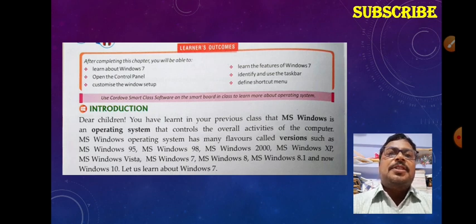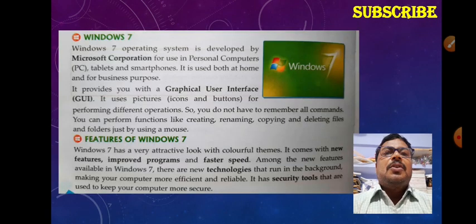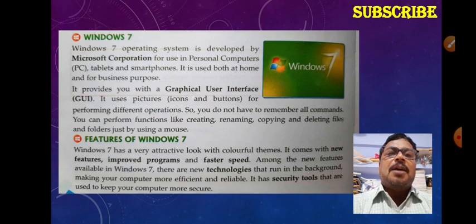But in this chapter we are going to discuss Windows 7. Clear? This Windows 7 operating system is developed by Microsoft Corporation and is used in personal computers, tablets, and smartphones also. Nowadays we use it in smartphones as well. It is a graphical user interface, which means it provides an easy and user-friendly interface with commands, pictures, and menu options. We can work with the help of the mouse pointer.